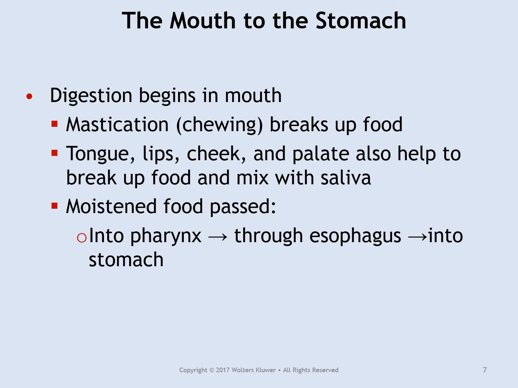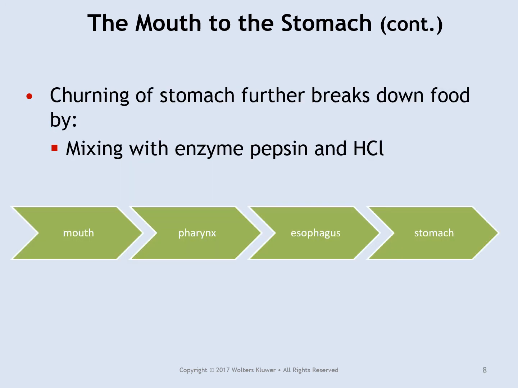In the mouth, there's mastication or chewing, which breaks the food down, and the food passes into the pharynx through the esophagus before ending up in the stomach. So here is that first part of breakdown from mouth to pharynx to esophagus to stomach. It is mixed with enzymes pepsin and hydrochloric acid, which breaks apart the chemical bonds in the food so it can be digested.